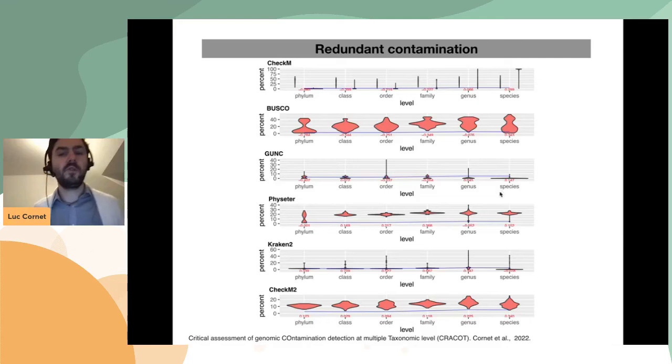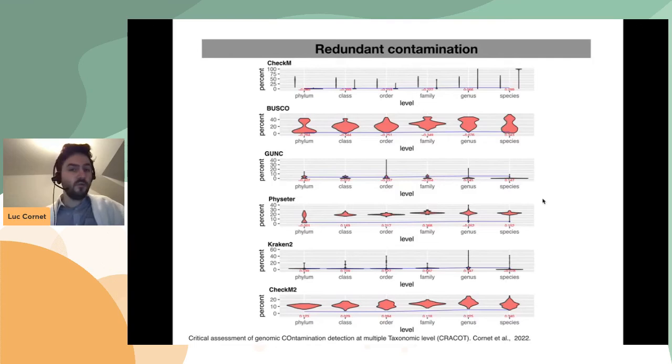On redundant contamination, what we discover in this plot, where the blue line corresponds to the level of contaminant from the simulation, so the blue line is our simulation, is that frequently for CheckM, BUSCO, also CheckM2, and also for my tool Physeter, it's largely over-detected. The only tool that actually fits well to the simulation is CRACOT. You can see in red the Spearman correlation, and it is really badly correlated, and sometimes negatively correlated, to the contamination level of our simulation.